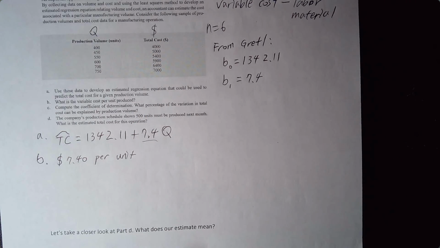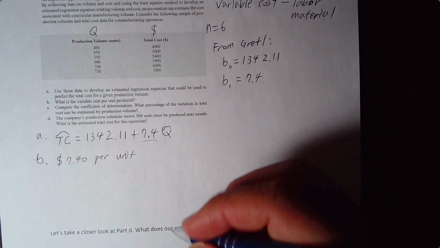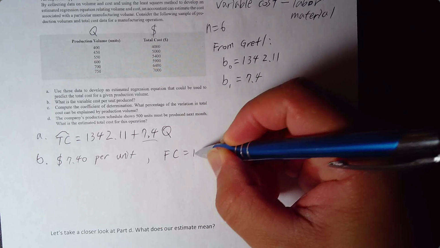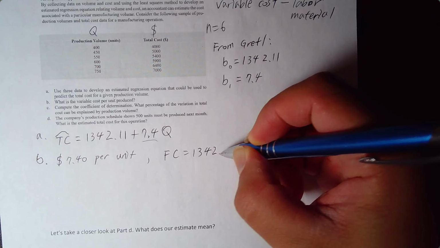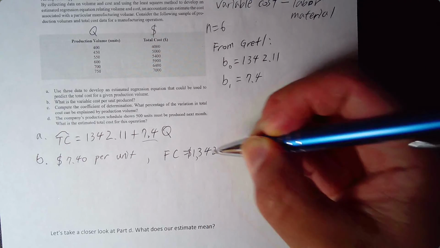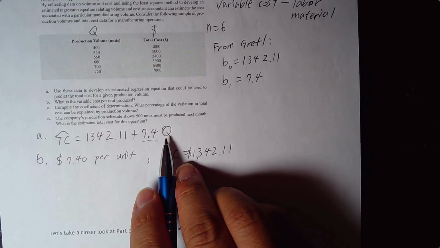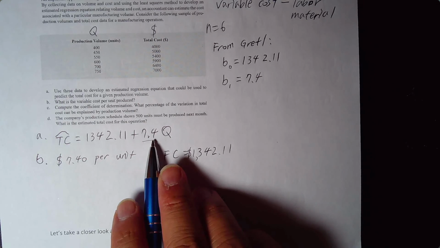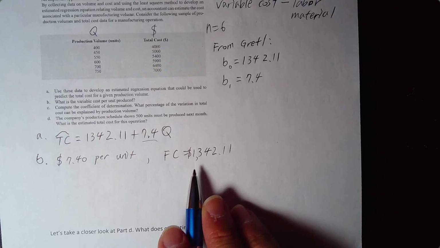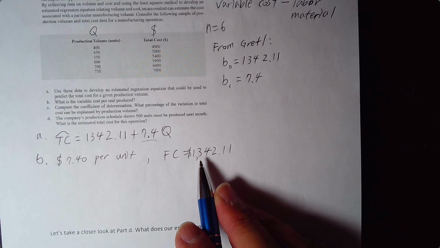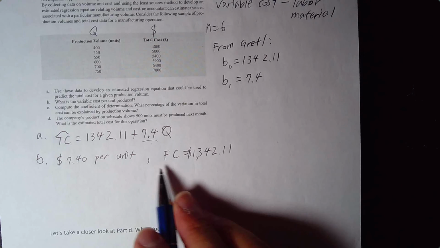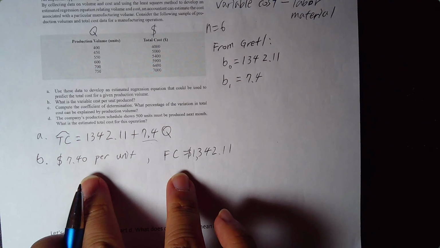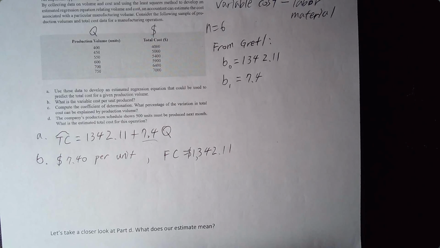Right? So that's my variable cost. And might as well, by the way, fixed cost, right? My fixed cost is going to equal 1,342.11. Okay, that means if quantity is 0, meaning if we don't produce anything, then what's my total cost? It's just going to be 1,342. Think of that as the rent, maybe taxes, fees that we have to pay no matter what. And that is our estimate.